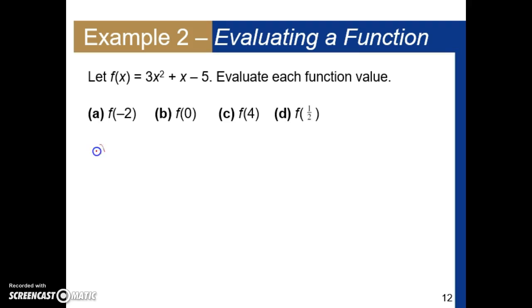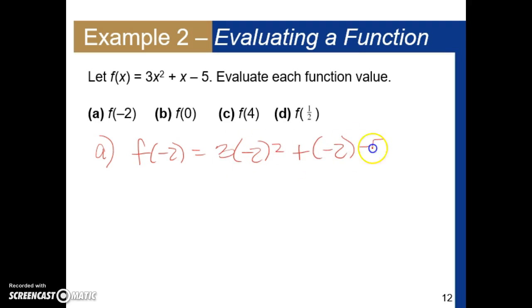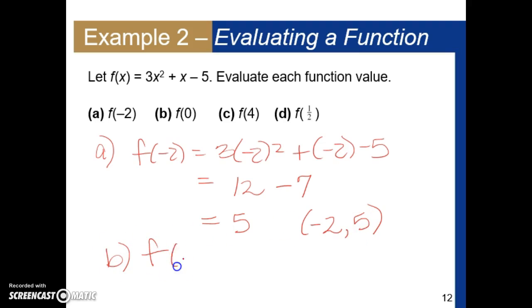So for a, we have f of negative 2 is 3 times negative 2 squared plus negative 2 minus 5. So we have 3 times 4, which is 12, minus 7. So the output value here would be, is that 5? Yeah. So this would give us this point in the coordinate plane where x is negative 2, y has to be positive 5. So let's find f of 0.